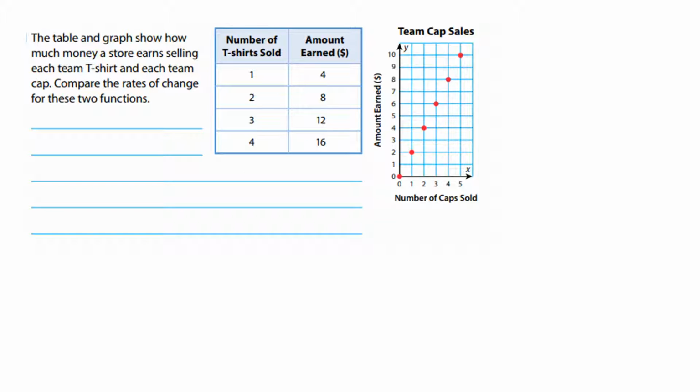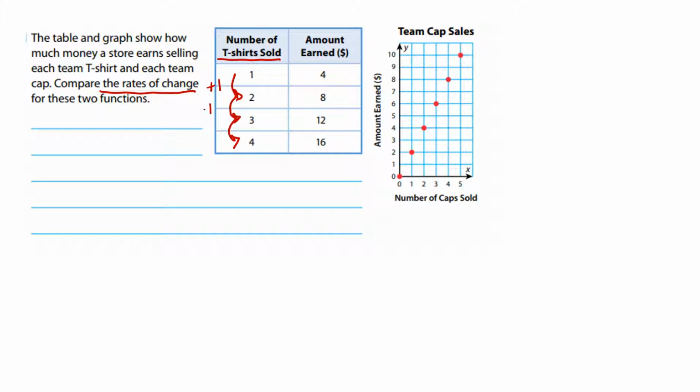For this problem, it says the table and graph show how much money a store earns selling each team t-shirt and each team cap. Compare the rates of change for these two functions. Now, this problem only asks for the rate of change. We do not need to find the initial value. To work for the table, we're talking about t-shirts in the table. To find the rate of change of a table, we want to see how much we're changing by. How much are we going up or down?